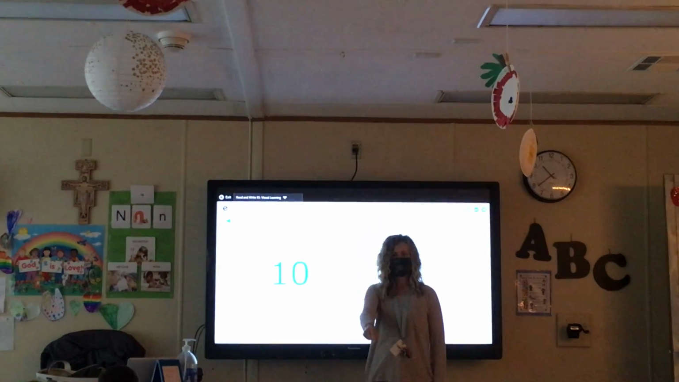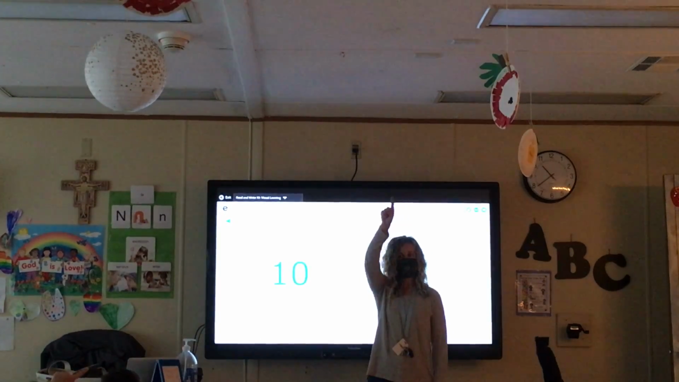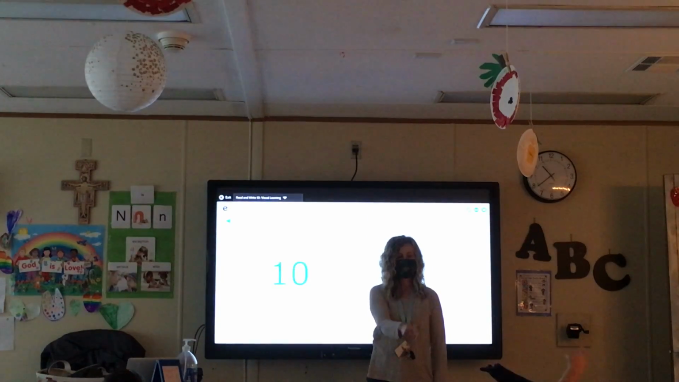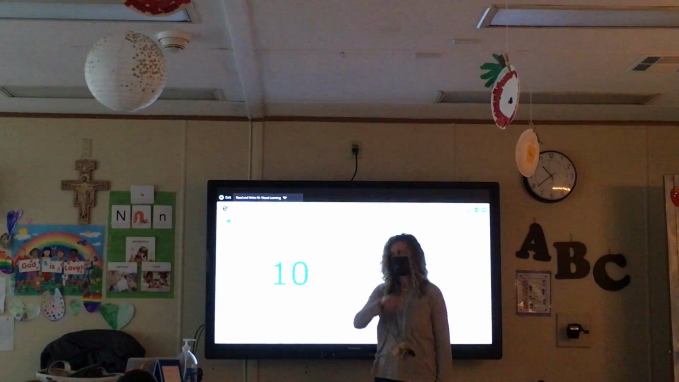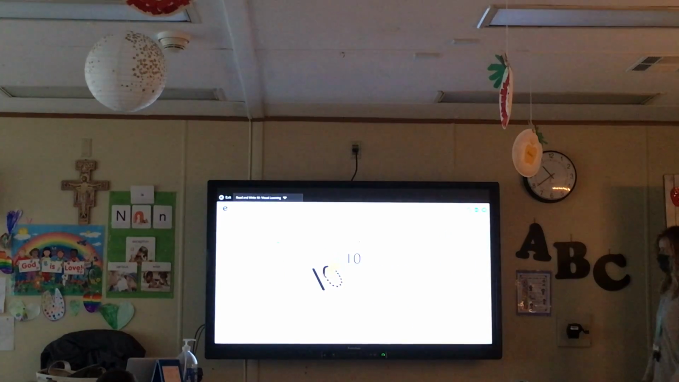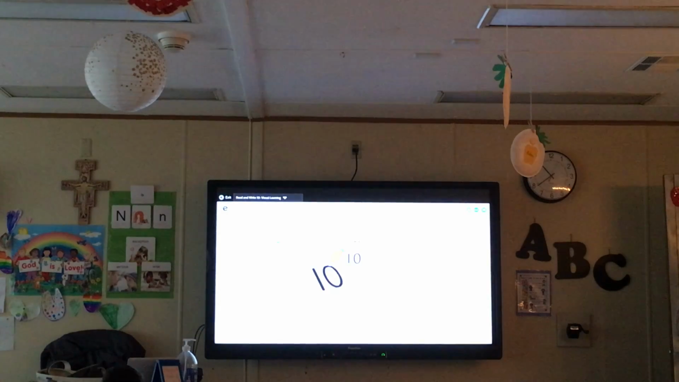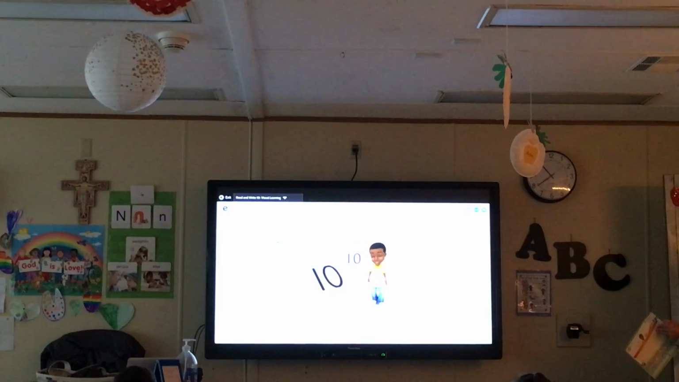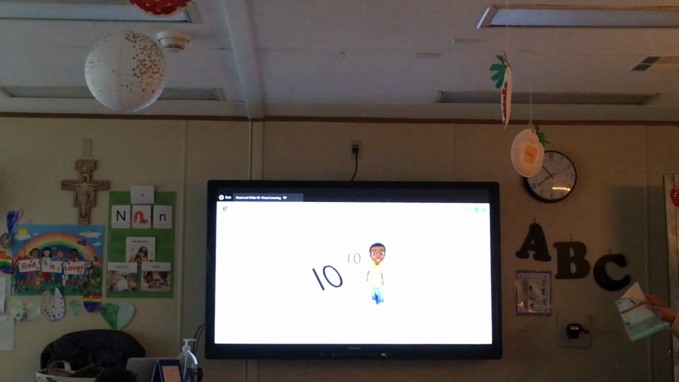Top to bottom, and then for the 0, we start at the top, and we go down to the left, hit the baseline, and then close it up, back to the headline. All right, here we go. You start at the dot on 1. You described different ways to show 10. You saw how to write the number 10.